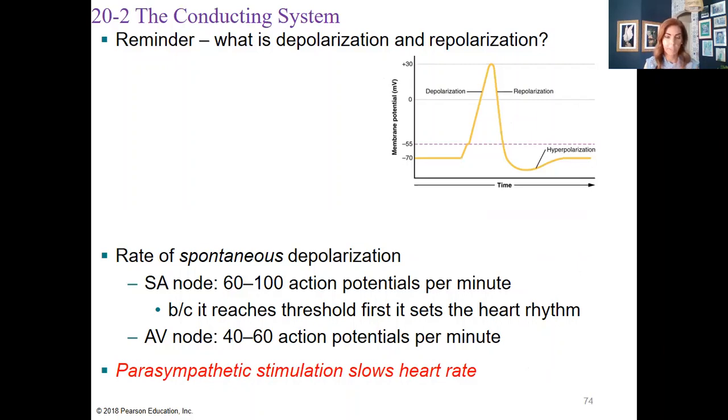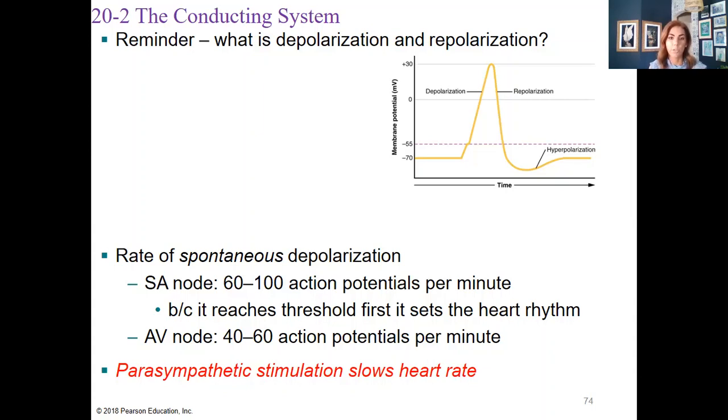Remember, we learned that the neuron has negative 70 millivolts for its resting membrane potential. And then it has to hit the threshold at negative 55 millivolts in order for there to be the action potential. Remember, the action potential is the all or none phenomenon. And it has the depolarization, which means the membrane potential moves in a more positive direction, and then repolarization, which means it moves back to that negative direction.